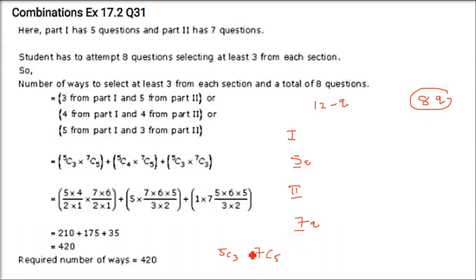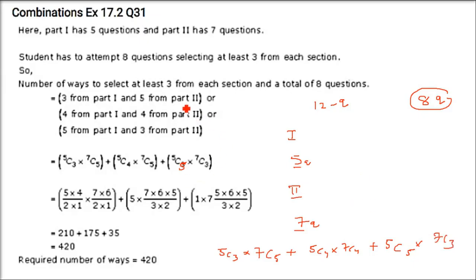So 5C3 with 7C5. Now, if you are taking 4 from the first, what are you going to take from the second? 7C4, you have to make it 8. Now, 5C5, you can take all the questions from part 1. When you take 5C5, it's going to be 7C3.